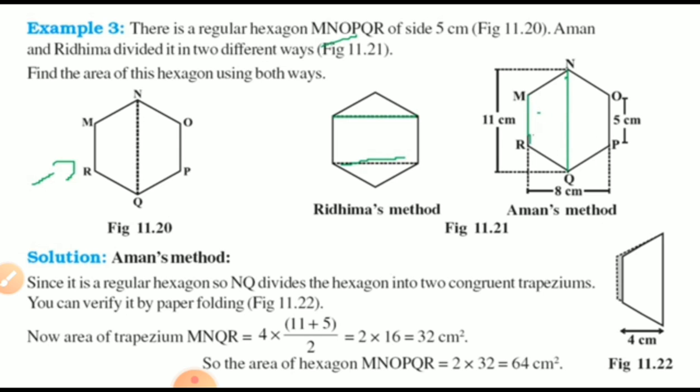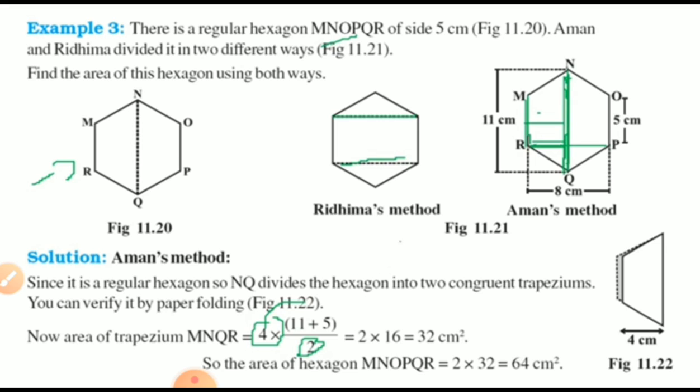Downside you can see. Now, area of trapezium MNQR is equal to 4 into (11 plus 5) divided by 2, which gives 2 into 16, that is 32 centimeter square. But there are two trapeziums, that's why we write 2 into 32, which gives 64 centimeter square. Very good students, correct. I hope whatever I explained, you got the clear idea.